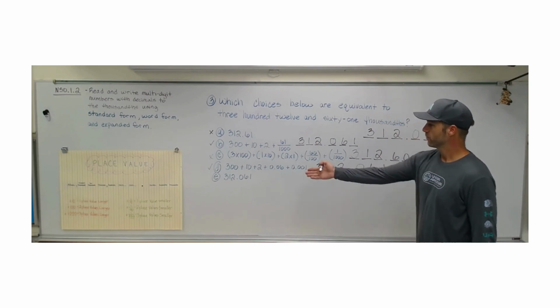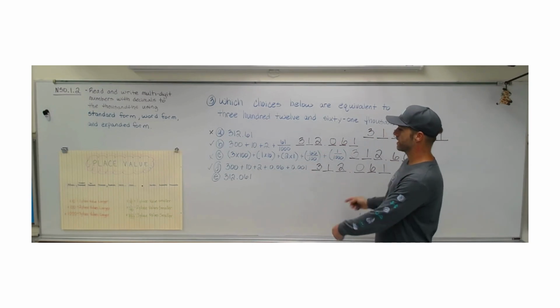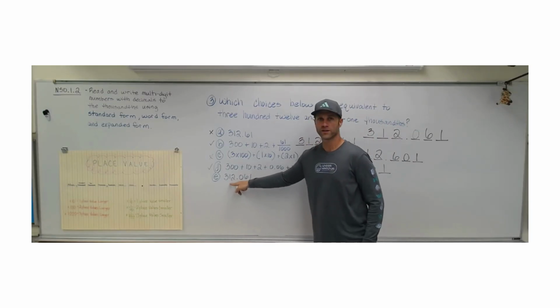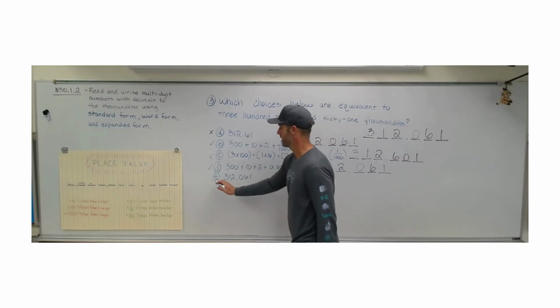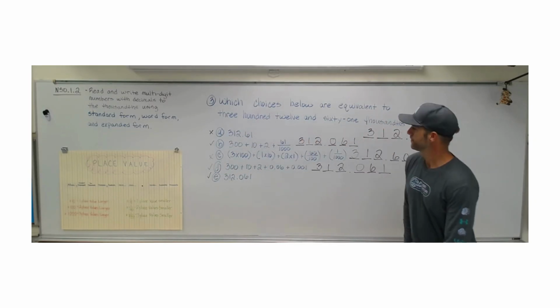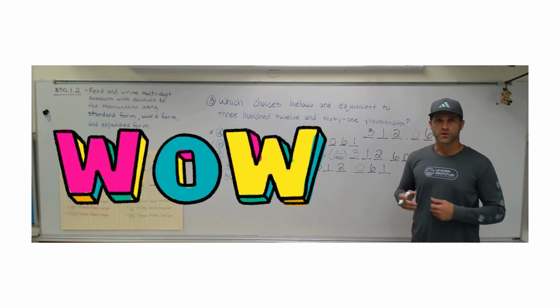And finally, we have the last choice of E, which, as you can see, is the right answer because it has 312 on the left side and it has 61 thousandths on the right side. So that is the correct answer. So that is our overview of NSO 1.2. Let me know if you have any questions.